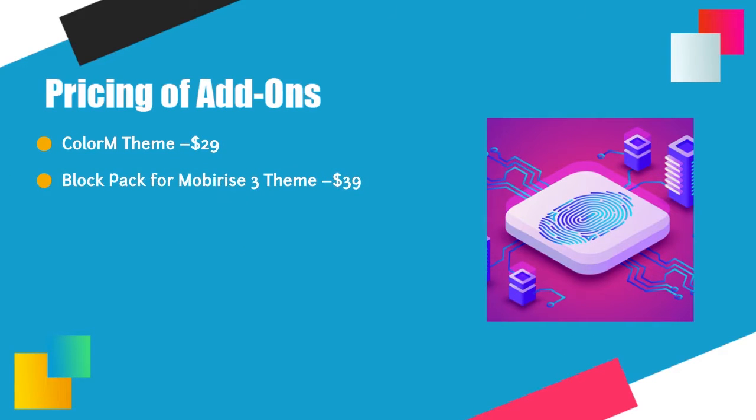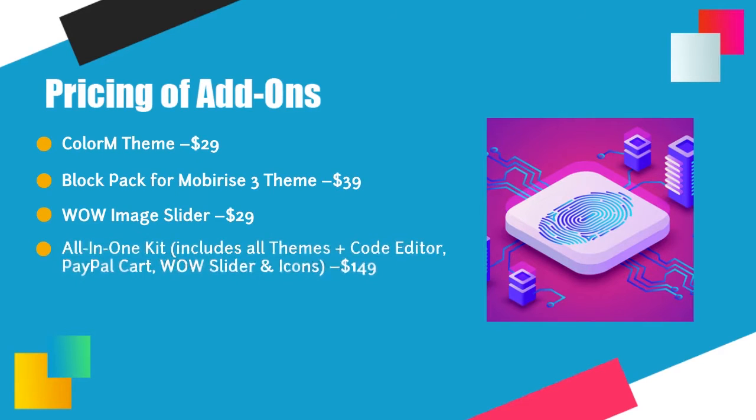Then they've got a block of 3, and then they give you an image slider. So again, all of these things are extra. You don't have to have them, and you're going to see that here with Mobirise. And if you just want to get everything all together, it's $149. You get the code editor, PayPal cart, wow slider, and all the other stuff. So that's all about the cost. If you're going to pay, you can pay $149, and that would do it.